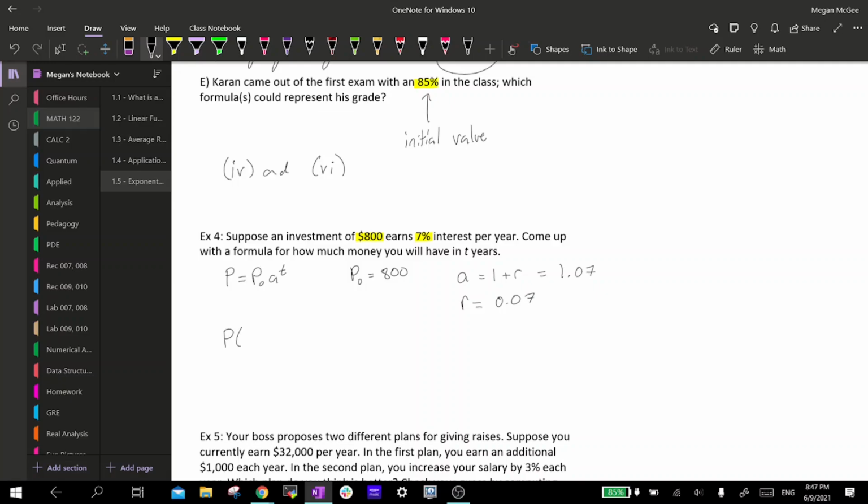So P of T is equal to 800 times 1.07 raised to the T. And so if we wanted to know how much money we'd have in 10 years, we just need to plug in 10 for the letter T. And that is all of example 4.